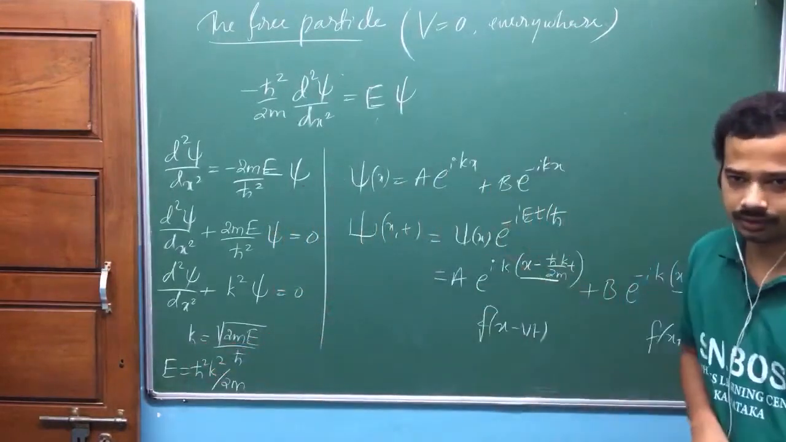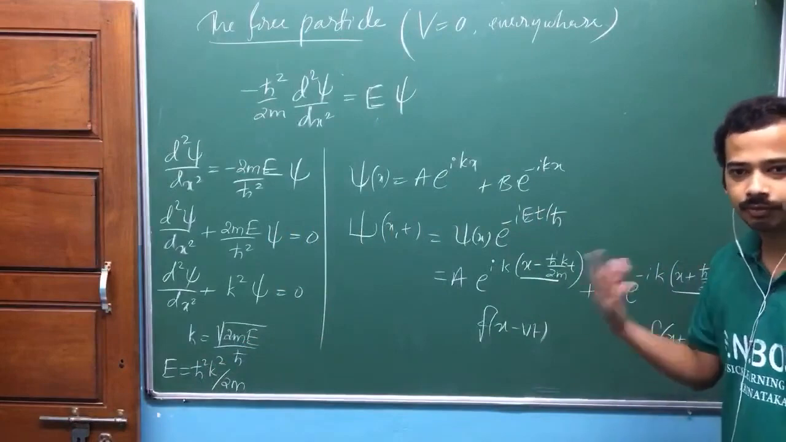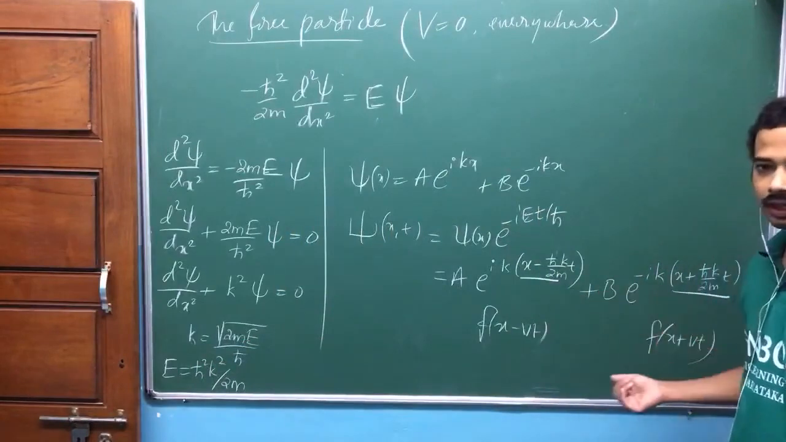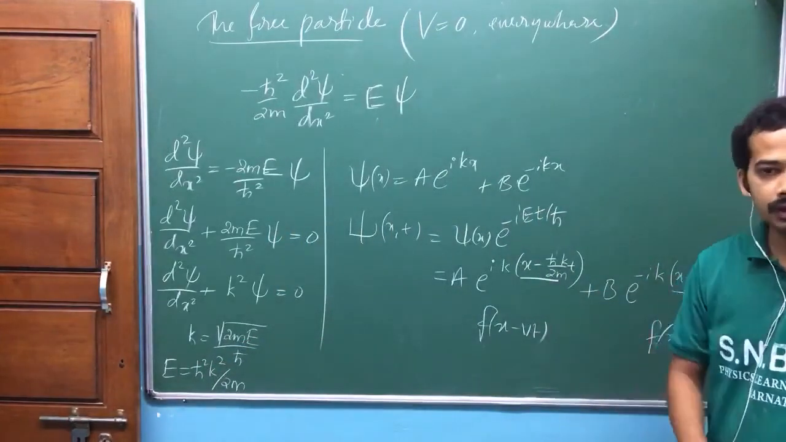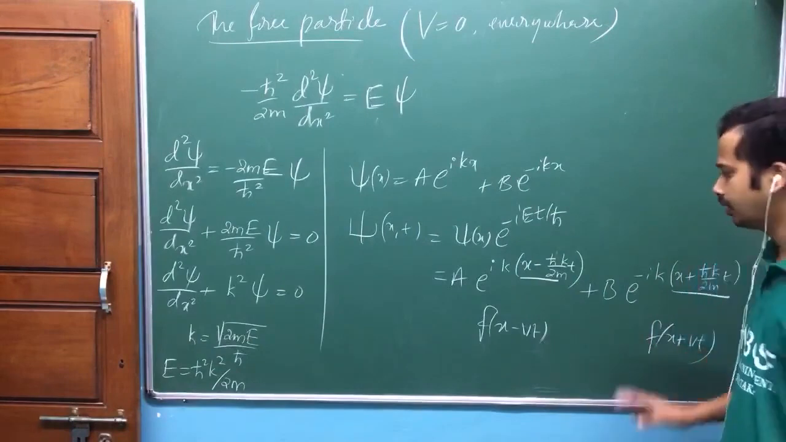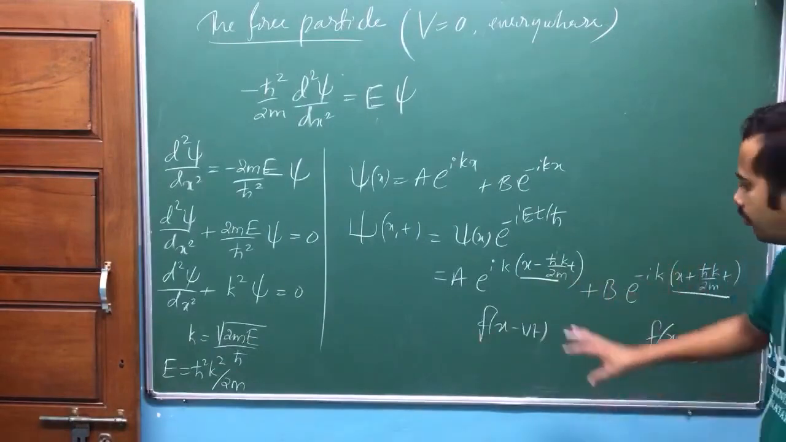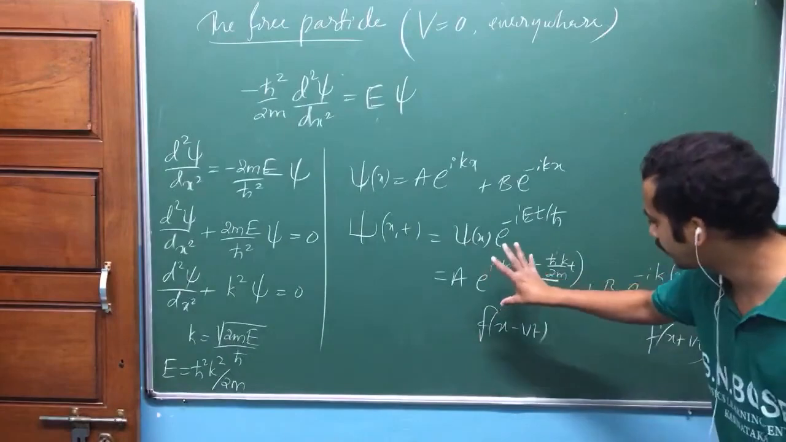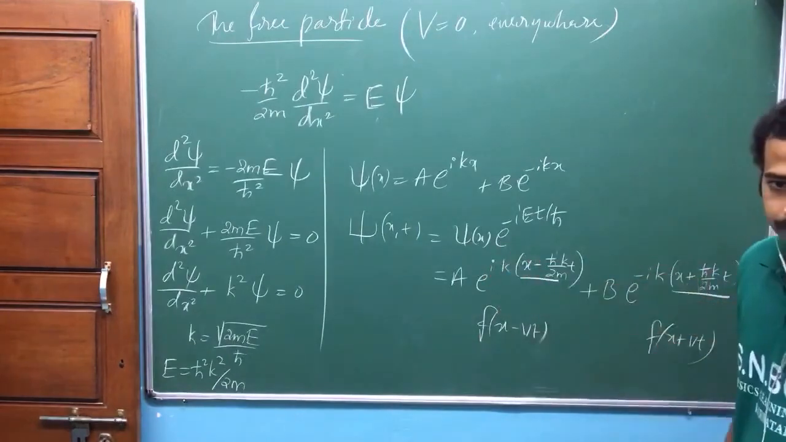Now we will put sign for k. If k is positive, it is a wave traveling to the right. If k is negative, it is a wave traveling to the left. We wish to write the expression like that, merging these two, because it will represent one part as well as the other part.